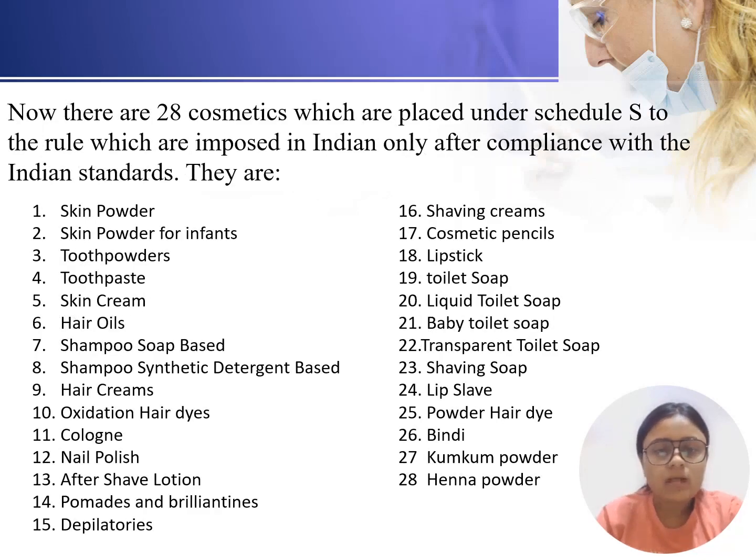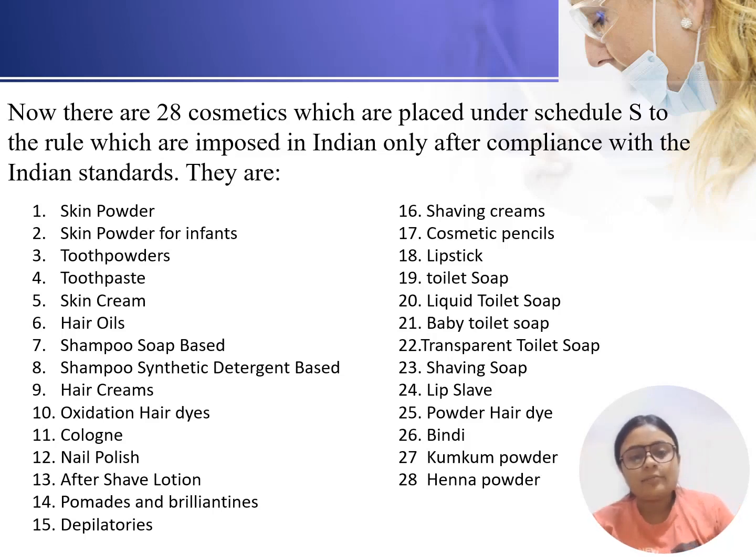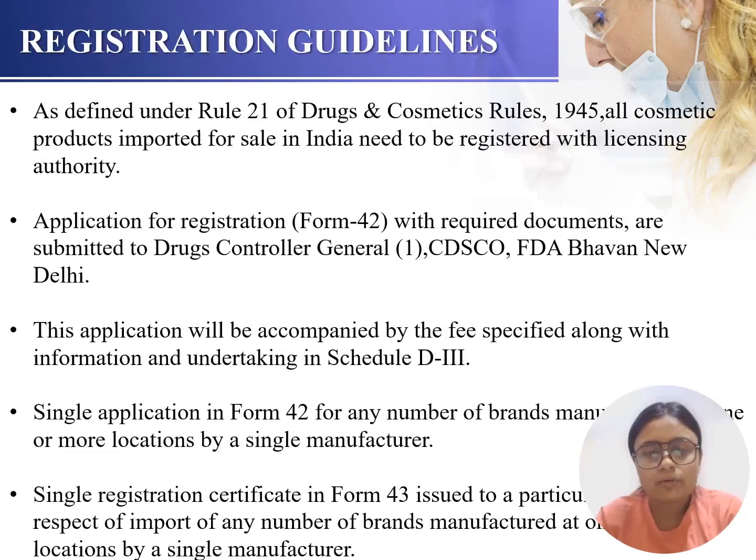So viewers, there are 28 cosmetics placed under Schedule S to the rule, which can be imported into India only after compliance with the Indian standards, and they are basically skin powder for infants, toothpaste, tooth powders, skin creams, hair oils, shampoo soap base, shampoo synthetic detergent base, hair creams, oxidation hair dyes, cologne, nail polishes, aftershave lotions, pomades and brilliantines, depilatories, shaving creams, cosmetic pencils, lipsticks, toilet soaps, liquid toilet soaps, baby toilet soaps, transparent toilet soaps, shaving soaps, lip salves, powder hair dyes, bindi, kumkum powder and henna powder.